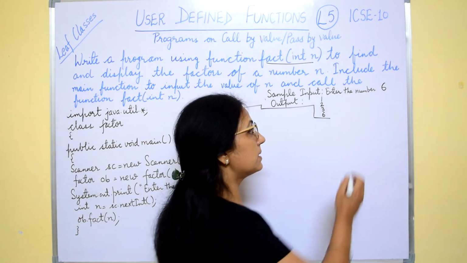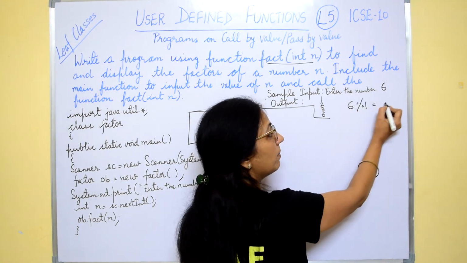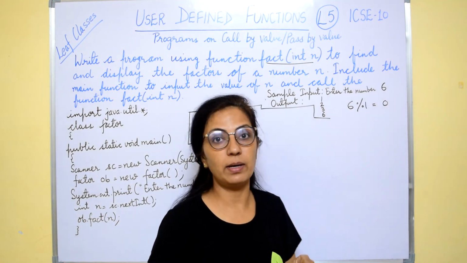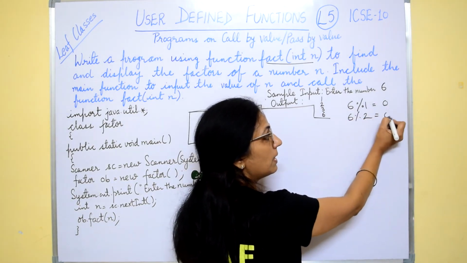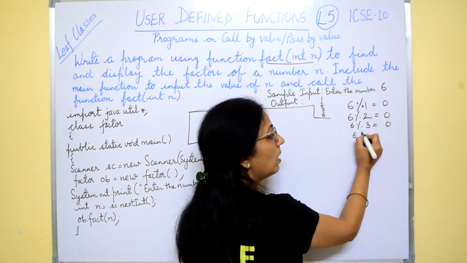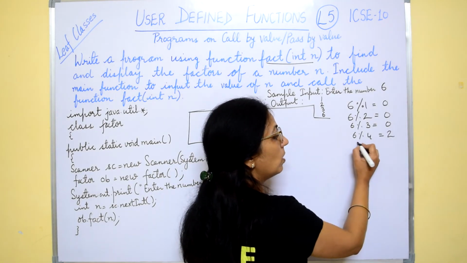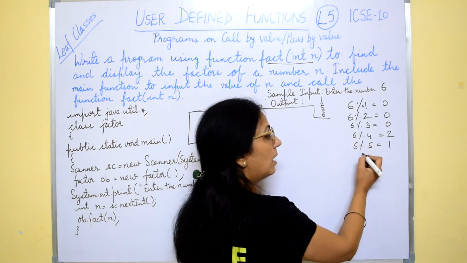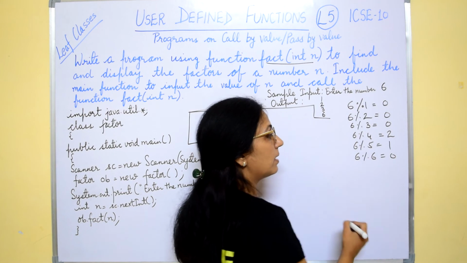Now how will you check whether a number is a factor of the given number or not? If the number is 6 and we divide it by 1, and the remainder is 0, that means the denominator is a factor of the numerator. So 6 mod 2: 2 3s are 6, remainder is 0. 6 mod 3: 3 2s are 6, remainder is 0. 6 mod 4: 4 1s are 4, remainder is 2. 6 mod 5: 5 1s are 5, remainder is 1. And 6 mod 6: 6 1s are 6, remainder is 0.